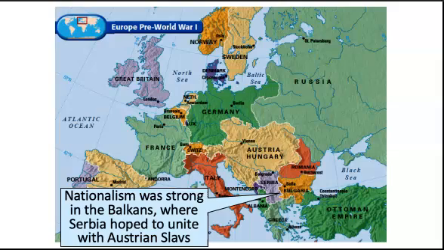Now, in the Balkans, nationalism was particularly strong. Nowhere was that dispute more likely to occur than in the Balkan Peninsula. This mountainous peninsula in the southeastern corner of Europe was home to an assortment of ethnic groups, with a long history of nationalist uprisings and ethnic clashes. The Balkans was known as the powder keg of Europe.